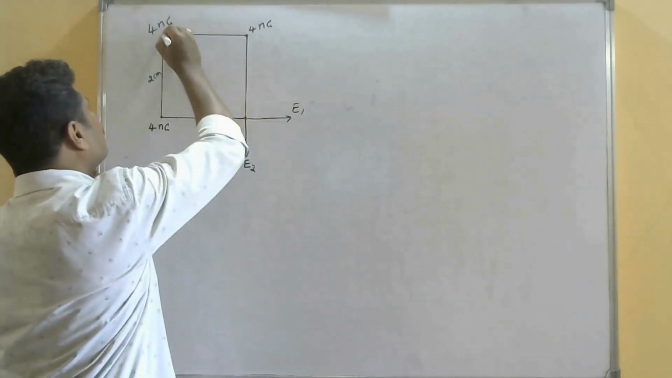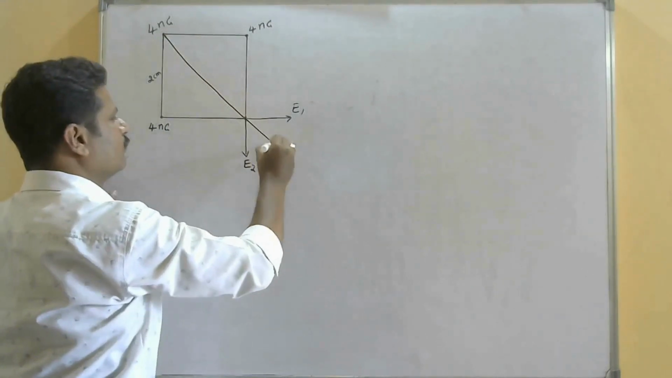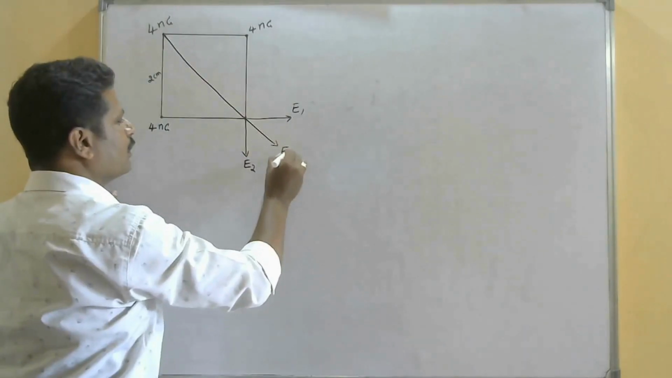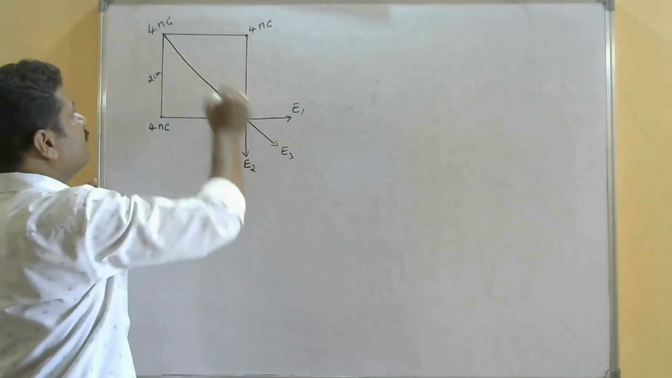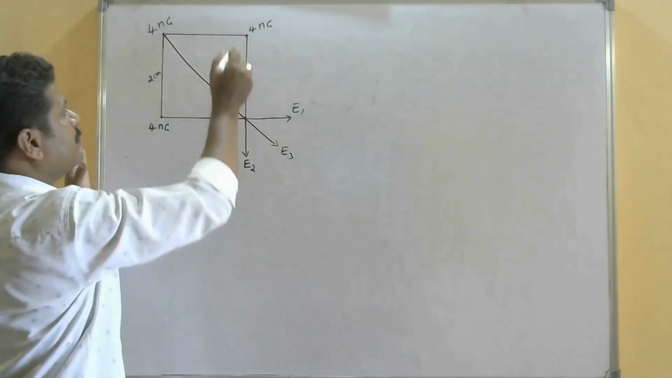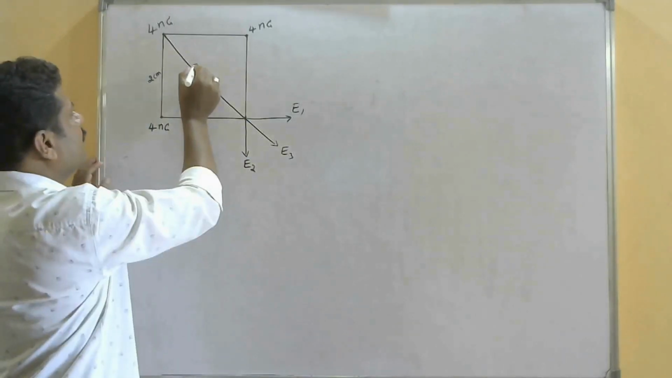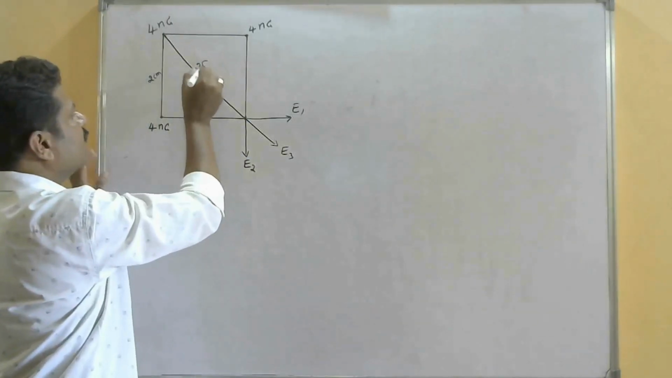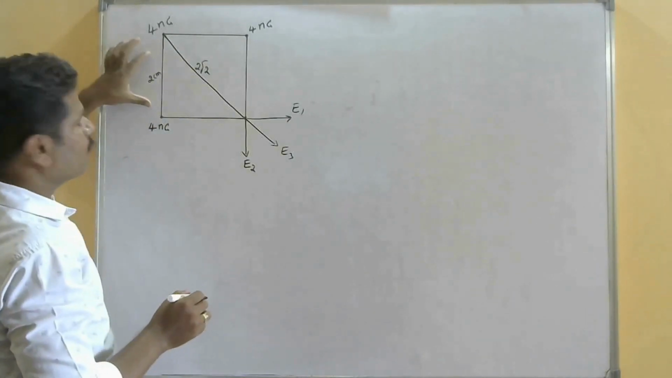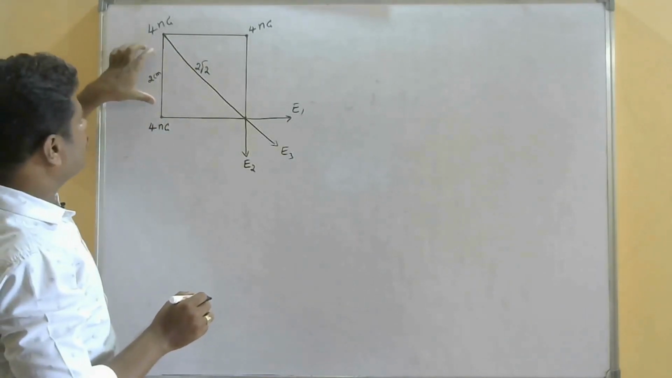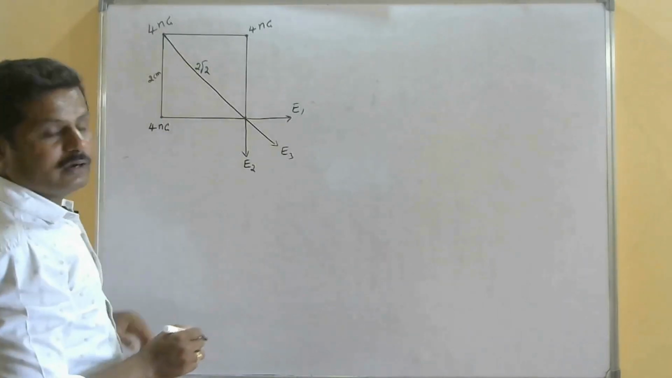And let me consider this one as E3. Now, to find out E3, we need the distance. In the square, you know that the diagonal distance is square root of 2 times the side. This distance will be 2 root 2, because the square's each side is 2 centimeters. So we can take 2 root 2 centimeters as the distance of the diagonal.